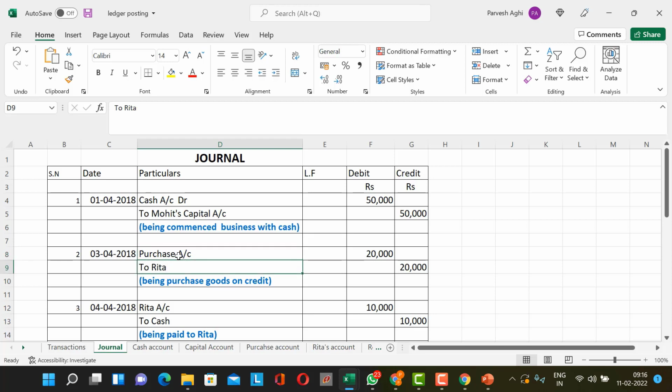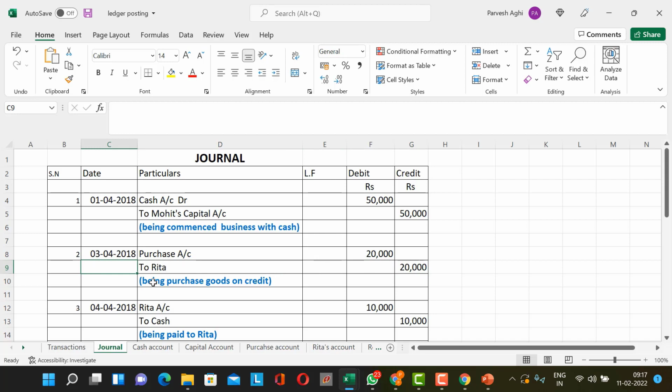And from whom have we purchased the material? Rita. So what is Rita account? Personal, sir. So it's a personal account. What is the rule regarding the personal account? Credit the giver. So who is giving the material to us? Rita. So that's why we are crediting her account. So we'll write a narration: being purchases made on credit. We have made the purchase of goods on credit, and that's why we write this narration for the 20,000.